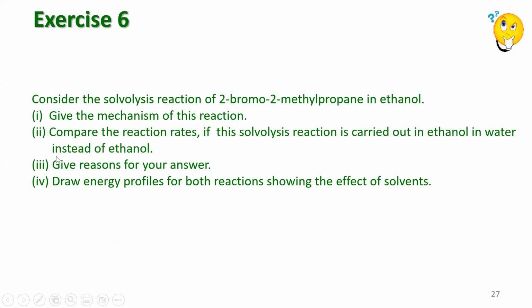So the second exercise: consider the solvolysis reaction of 2-bromo-2-methylpropane. When you get the IUPAC name, you should be able to draw the structure of the compound, right? You know that by now. The solvolysis of this compound is taking place in ethanol. Give the mechanism of this reaction. Compare the reaction rates of this solvolysis reaction if this reaction is carried out in ethanol-water.